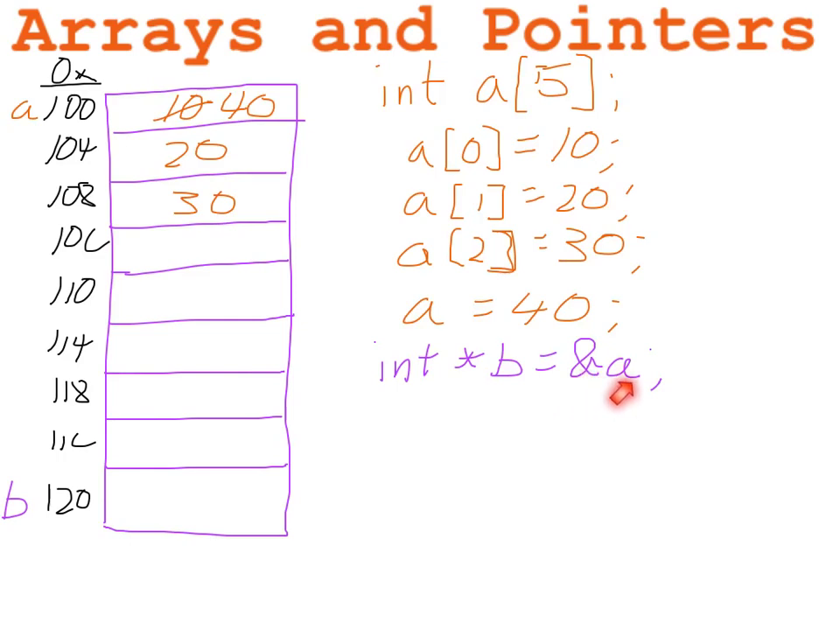What is the address of a? Well, from what we've already done, we know that the address of a is 100. So that means that b, our integer pointer b, is going to be set equal to address 100. And so just like we did in our previous example, we can dereference our pointer b to access whatever it's pointing to.